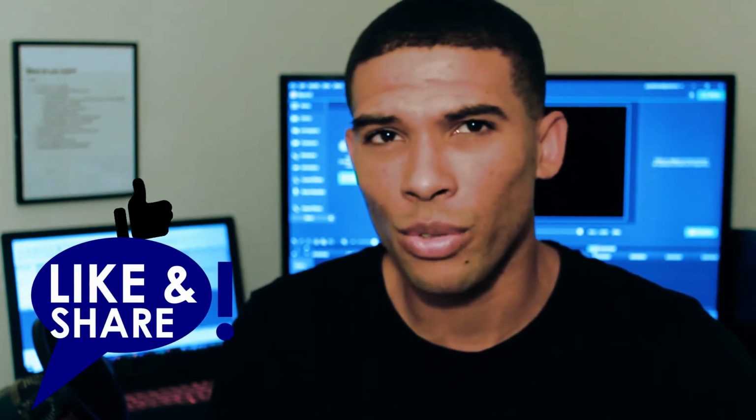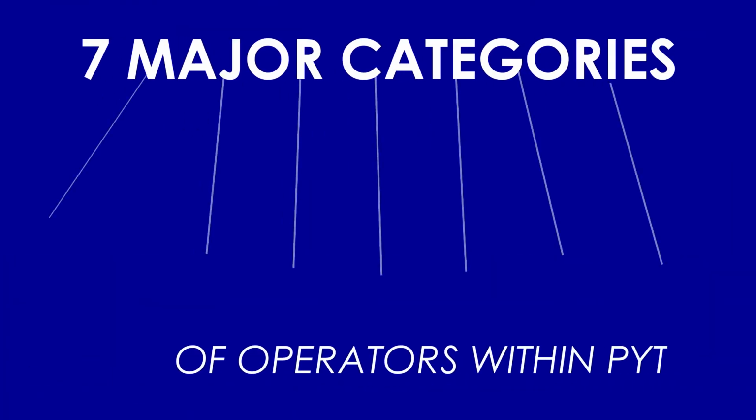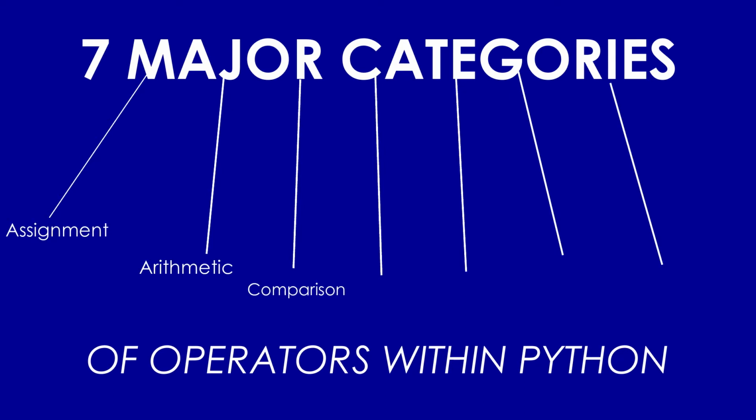Now, if coding is the key to developing new worlds, then operators are going to be the tools that will allow you to bring life to those new worlds. In this tutorial, we're going to focus on the 7 major categories of operators within Python, namely assignment, arithmetic, comparison, logical, membership, identity, and bitwise.